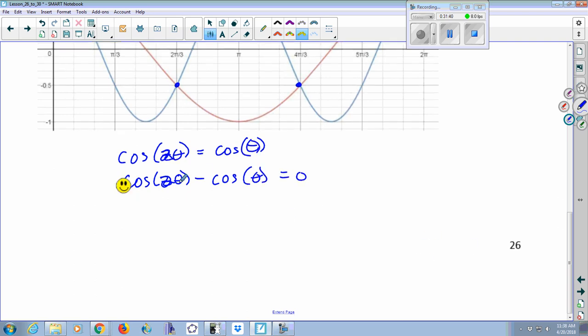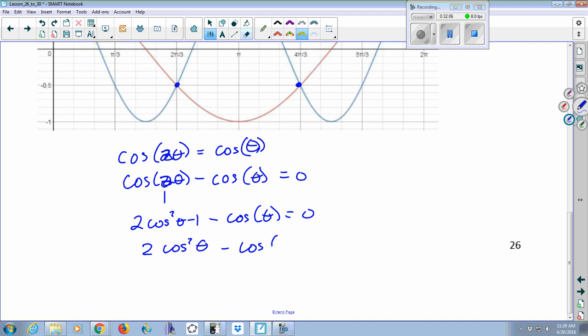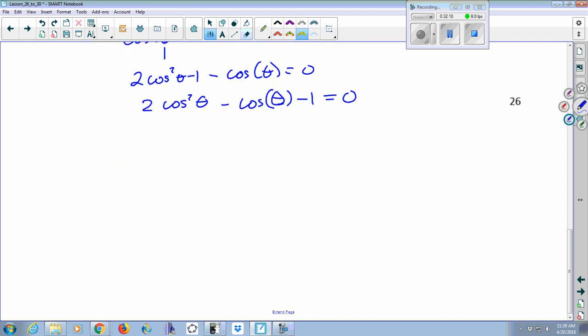So I am going to use right here, oh, I forgot to change my, I'm going to use the form of cosine 2 theta that has just cosine squared in it. So it's 2 cosine squared theta minus 1, take away cosine of theta. And now with a little bit of rearrangement, I've got my quadratic term first, my linear term second, and my constant term. And now it's all set up to be factored.